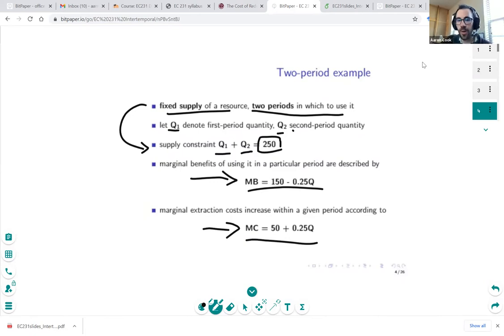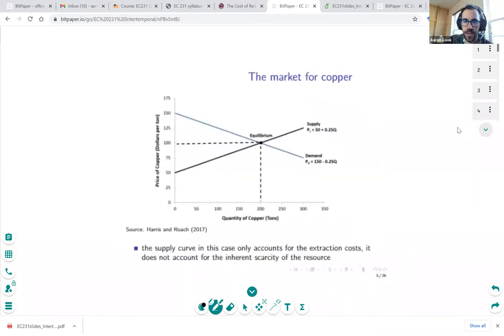This is kind of just like you saw in homework two. We have a marginal benefit curve and a marginal cost curve. Marginal benefits are decreasing with Q. Marginal costs are increasing with Q. The combination of these marginal benefits and marginal costs gives us a demand and supply curve. Notice that the supply curve, at least for right now, just accounts for the extraction costs of this resource. It doesn't account for the inherent scarcity of the resource or the user cost yet. We'll show how you might incorporate that into the analysis later. But for right now, it's just describing extraction costs.